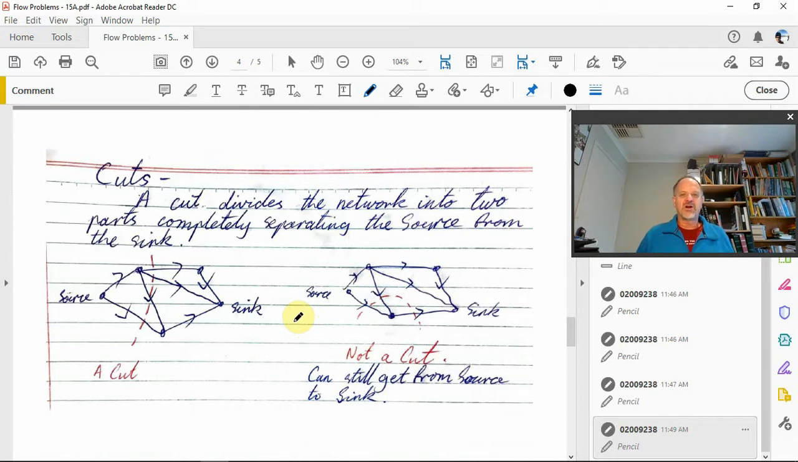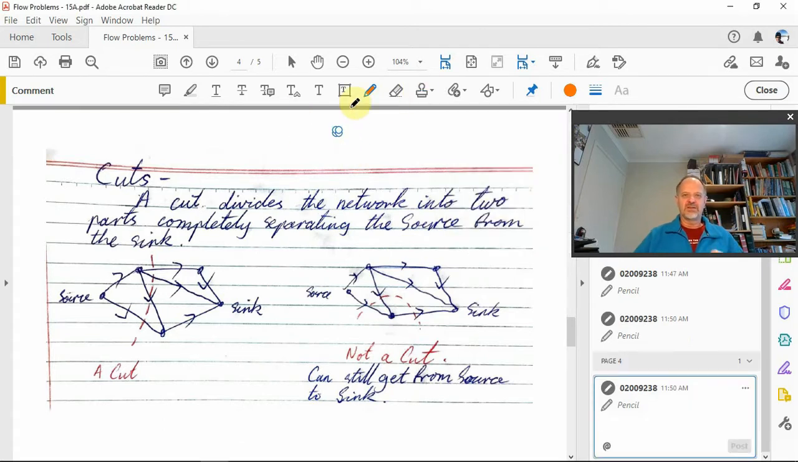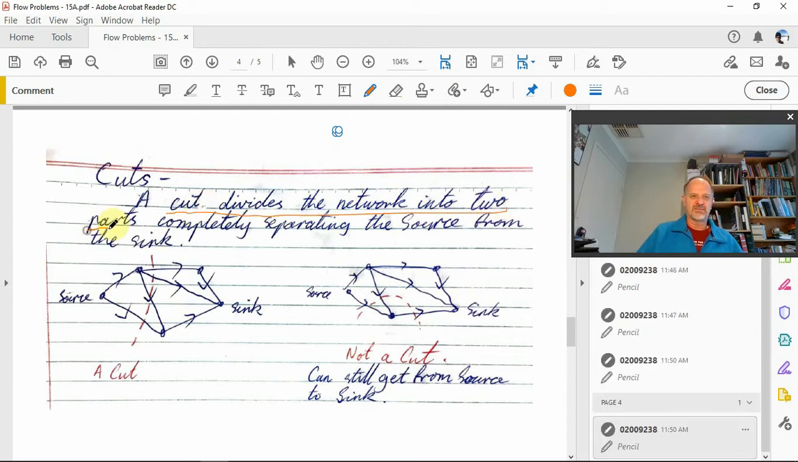All right, so cuts. In this curve, it divides the network into two parts, completely separating the source from the sink. All right, so what that means is that for a cut, if you're traveling from the source to the sink, you've got no option but to go through the cut.